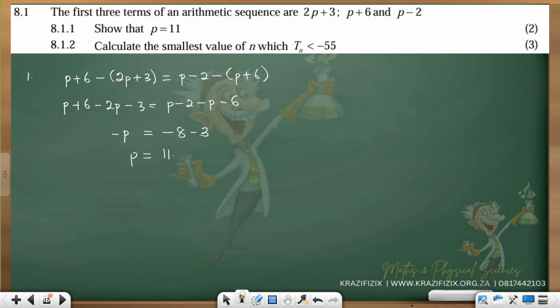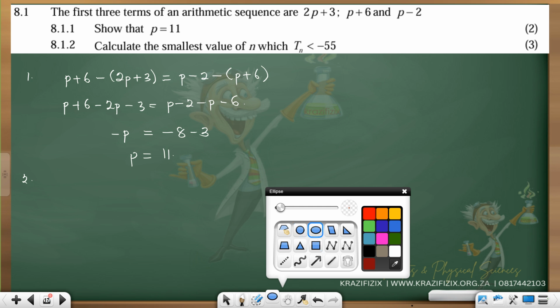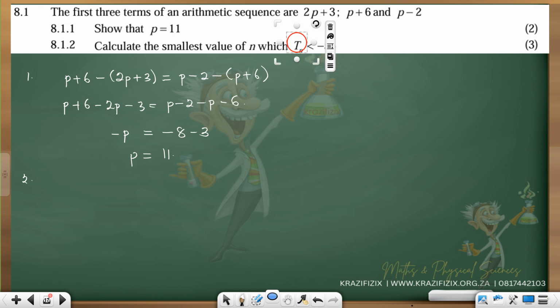11. All right, if P is 11, number 2 now: calculate the smallest value of n if Tn is less than. Now, look, here is the deal. The examiner says if Tn, the question is, what is Tn? I need to get my Tn. To get my Tn, I need to change all of those. All right, so the first term, 22 plus 3 is 25. 11 plus 6 is 17. 11 minus 2 is 9.